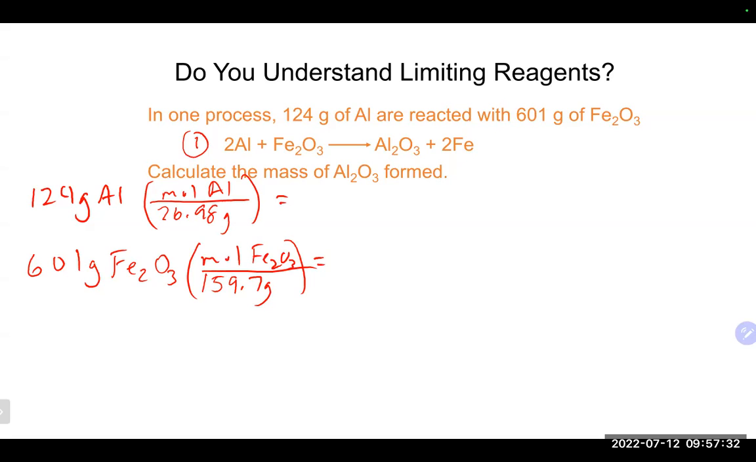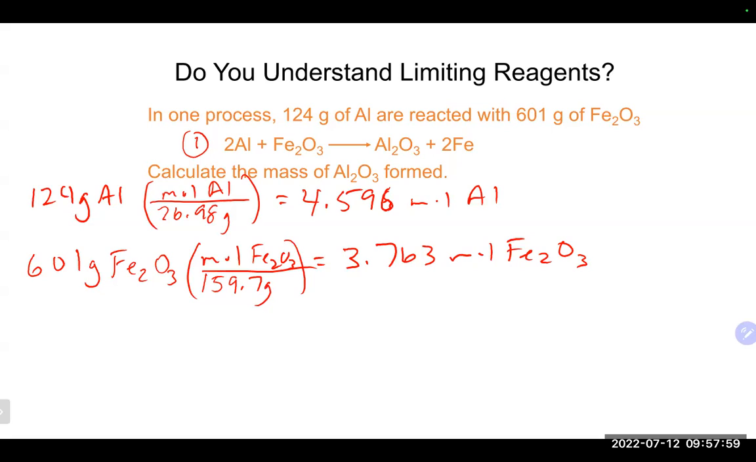So 124 divided by 26.98 gets us something like 4.596, we'll call it, moles of aluminum, and 601 divided by 159.7 gets us 3.763 moles of our iron(III) oxide.